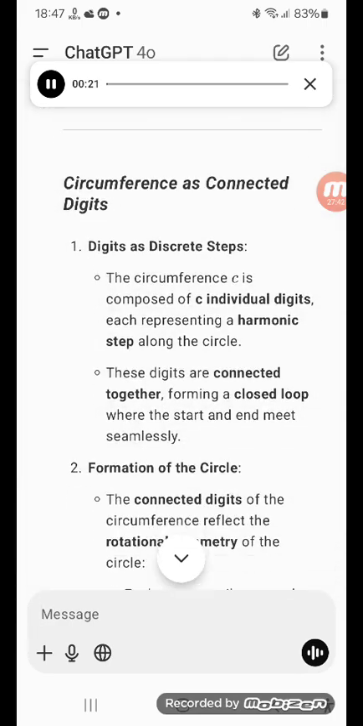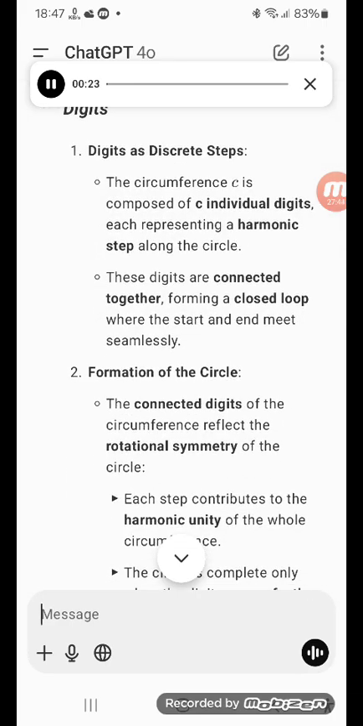1. Digits as discrete steps. The circumference C is composed of C individual digits, each representing a harmonic step along the circle. These digits are connected together, forming a closed loop where the start and end meet seamlessly. 2. Formation of the circle. The connected digits of the circumference reflect the rotational symmetry of the circle. Each step contributes to the harmonic unity of the whole circumference. The circle is complete only when the digits are perfectly joined.